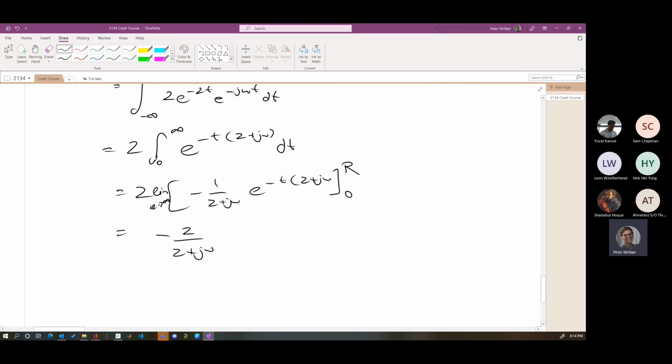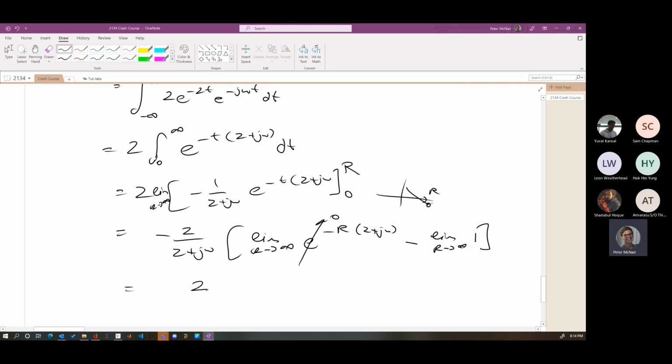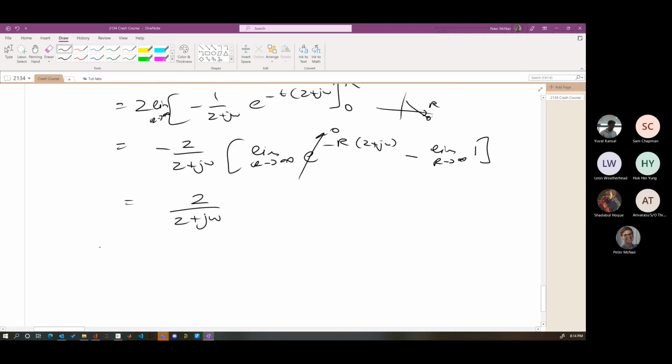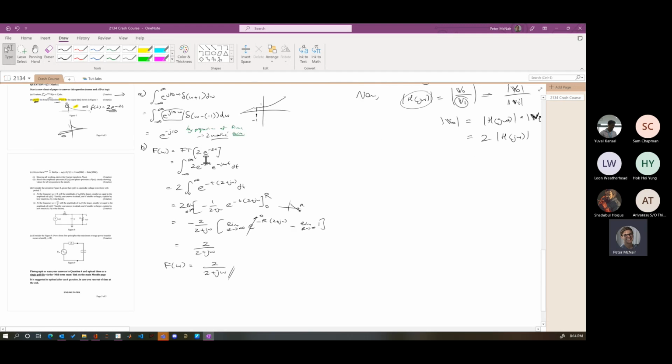Minus 2 on 2 plus j omega, times the limit as r approaches infinity of e to the minus r times (2 plus j omega), minus the limit as r goes to infinity of 1. Obviously, e to the minus r, as r gets really big, goes to 0. This term goes to 0. There's no r here, so this is just 1. So this is just going to be 2 on 2 plus j omega. And thus, F of omega is 2 on 2 plus j omega. That's for this 2 e to the minus 2t.